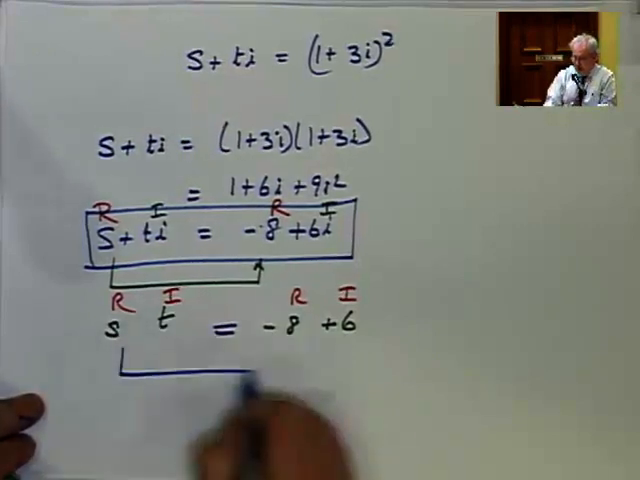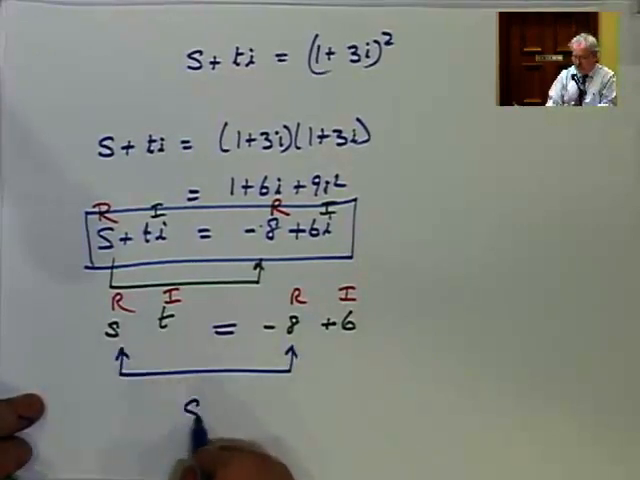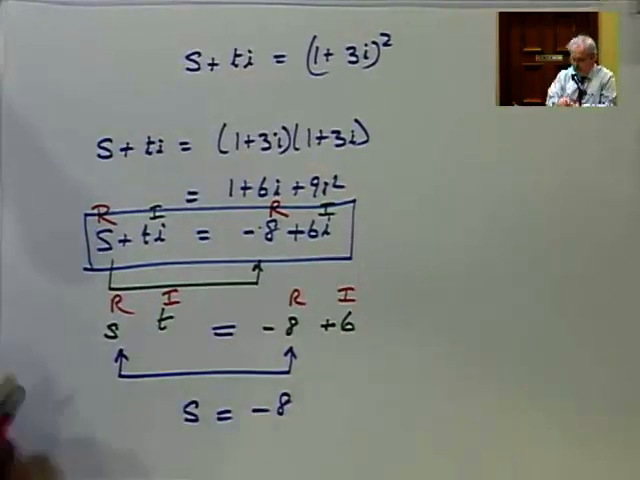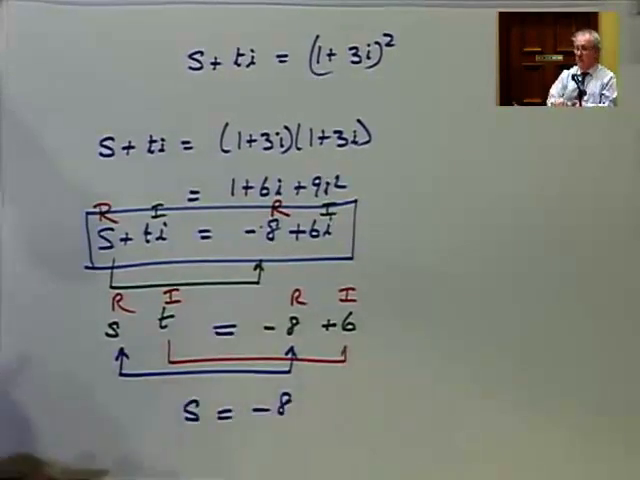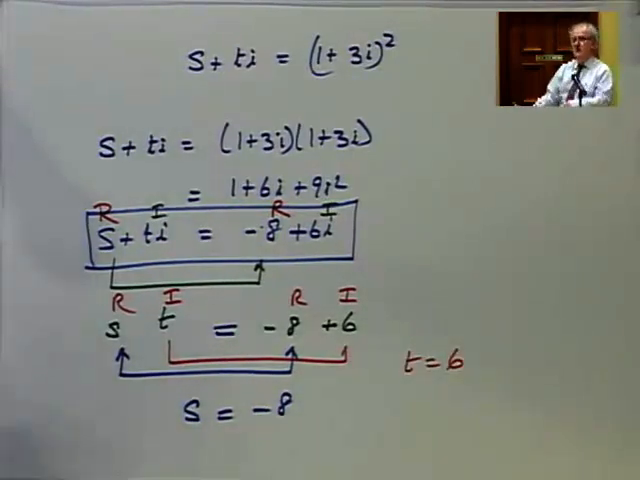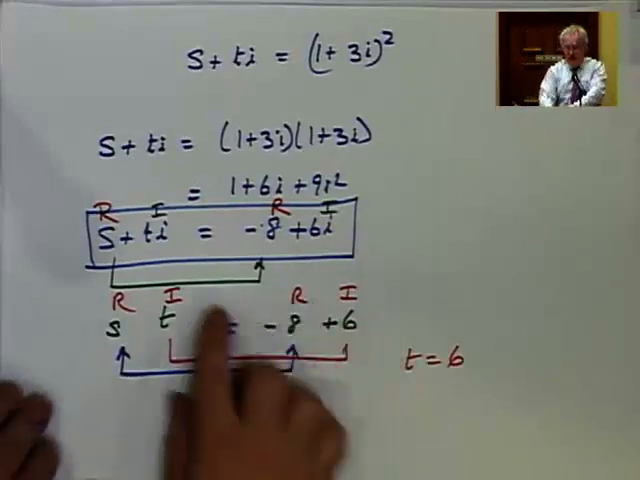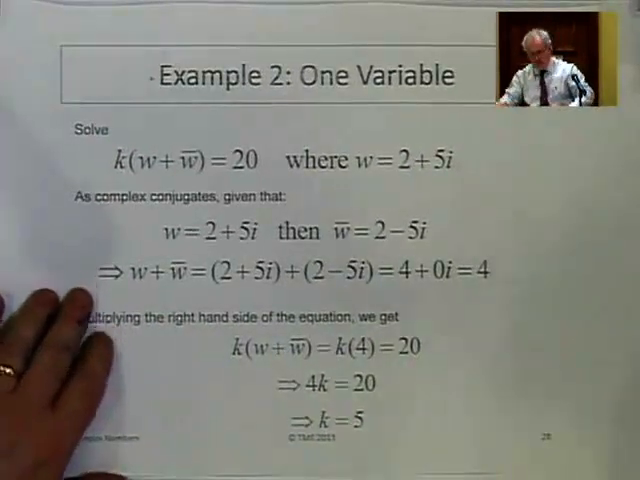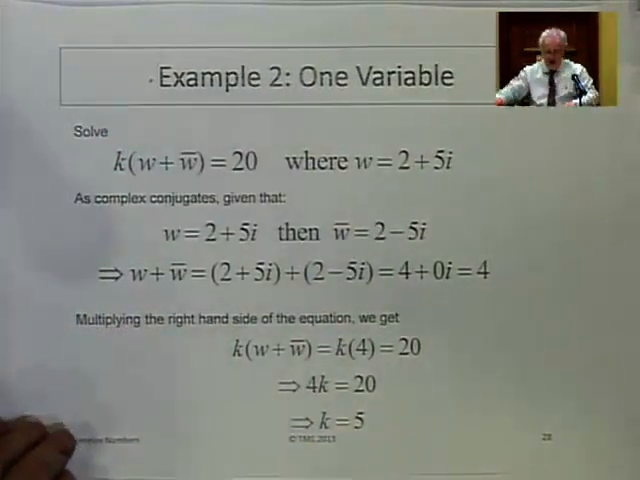And if they're equal, the real bits have to be equal. S has to be equal to minus 8. And T, the imaginary bits, well, they have to be equal. So T becomes 6. So it looks complicated, but actually that was the answer. You just had to map them up. And this, I think, is the pretty well, I'm pushing it, but we're there. We're 5 minutes, we're not bad.